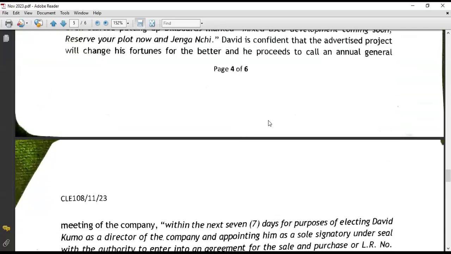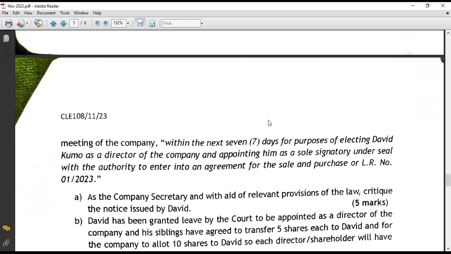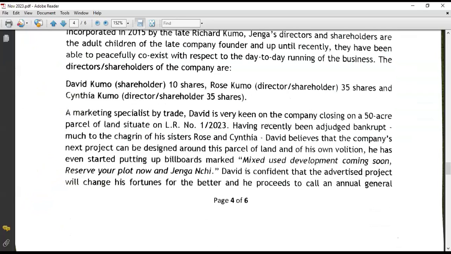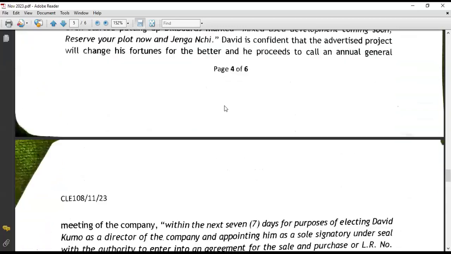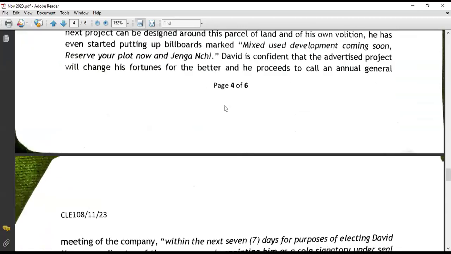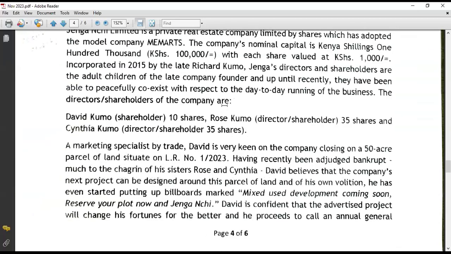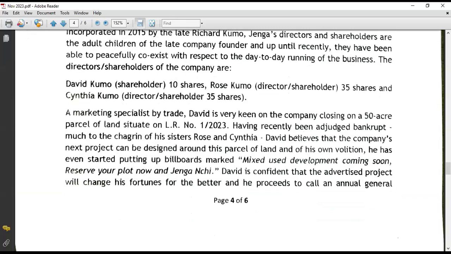Yeah, that is a good interpretation. He wants to be part of the management of the company, because he's a shareholder. Not a director. So you want to be made a director? Yes. In fact, the question is clear. It's the director shareholders of the company. All of them are directors and shareholders. So he has been declared bankrupt.